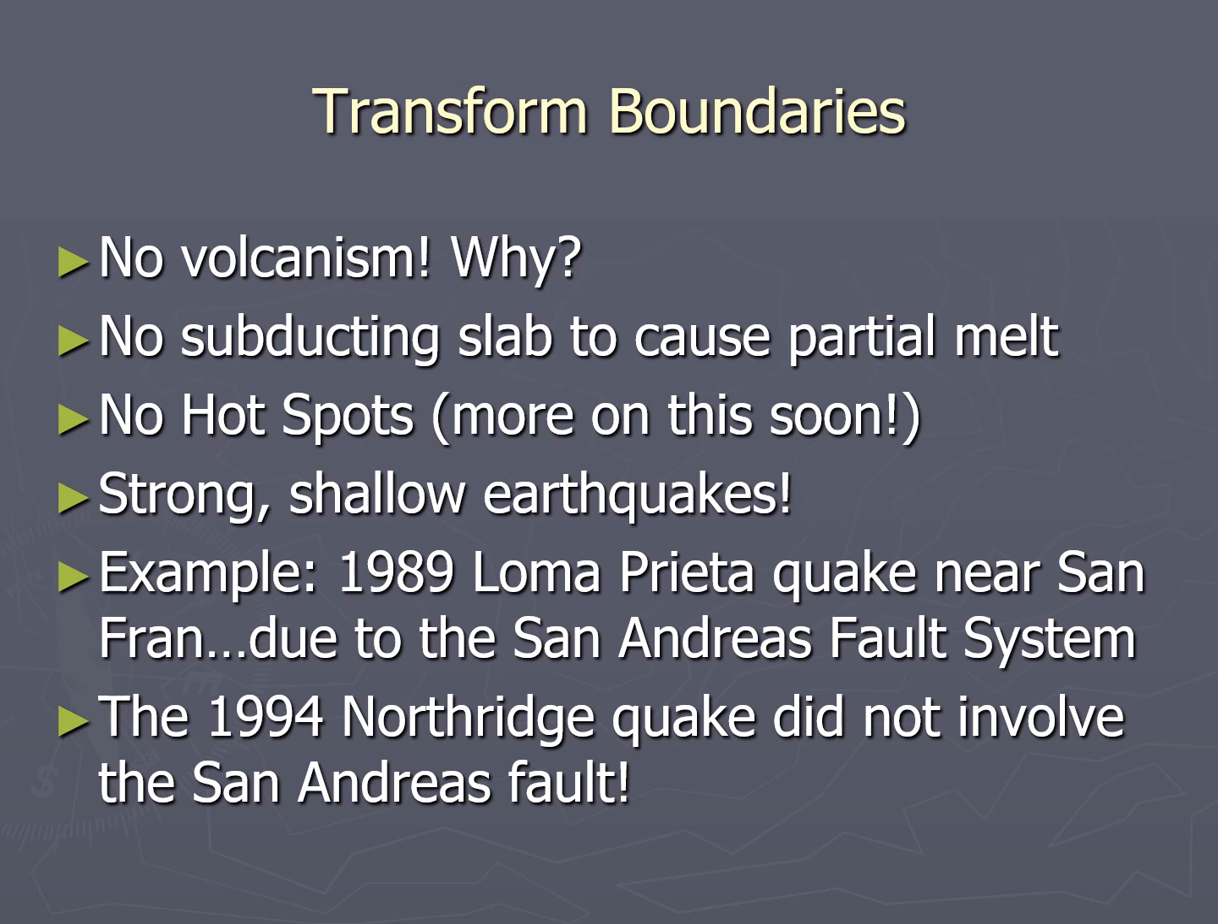So, in a transform boundary, you don't have any active volcanoes. Why? Because you don't have a subducting slab to cause melt, and you don't have plates moving away from each other to cause melt. So you're just not going to have any melt. And no, we don't have any hot spots on the San Andreas Fault.